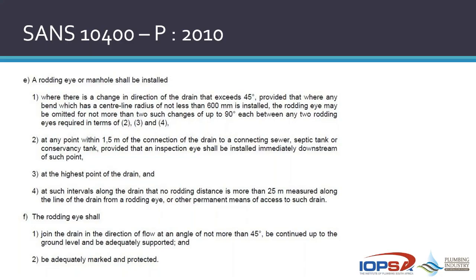For the guys that have been in the business for a while, you would remember that in the early days when you did an inspection, if there weren't any concrete surrounds around those rodding eyes, they would come back at a later stage to see it was actually done. Then be adequately marked and protected. The protection can be a concrete surround, but marked, or at least at a level where the next guy doesn't have to dig up the whole property to get to those rodding eyes.